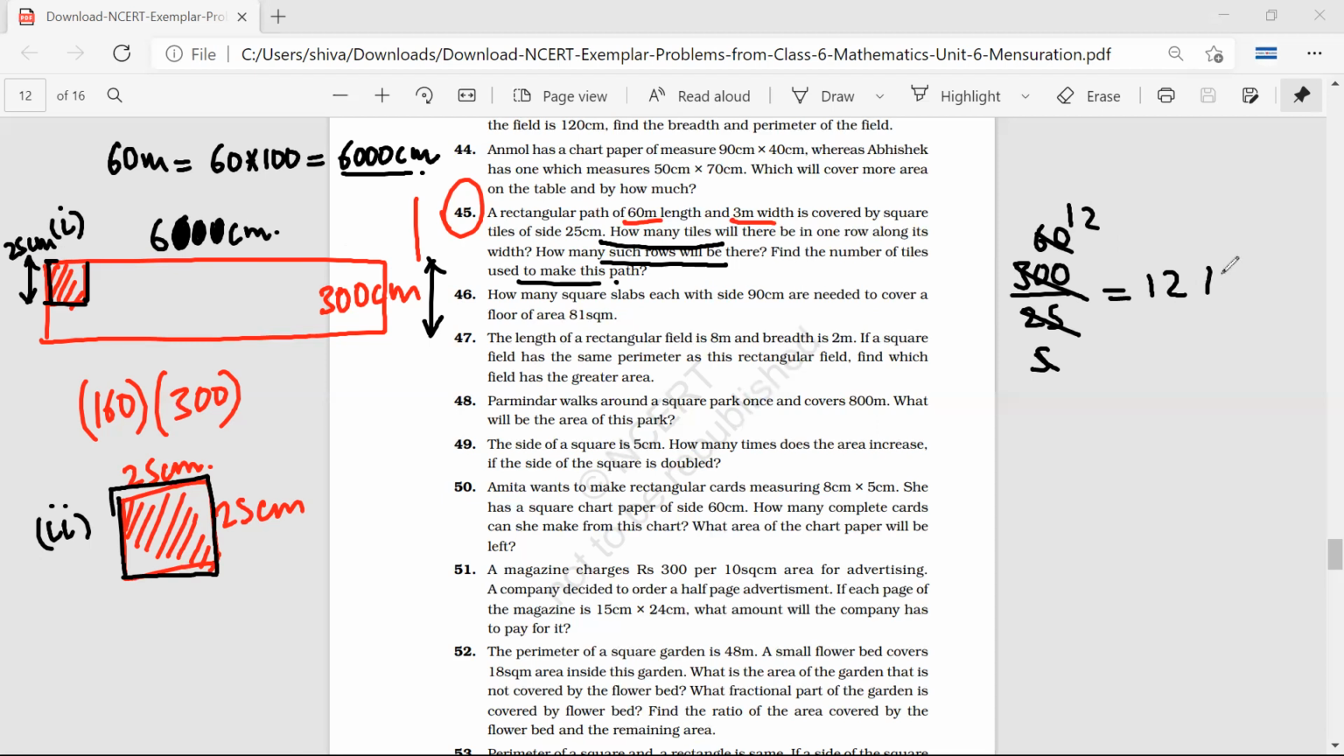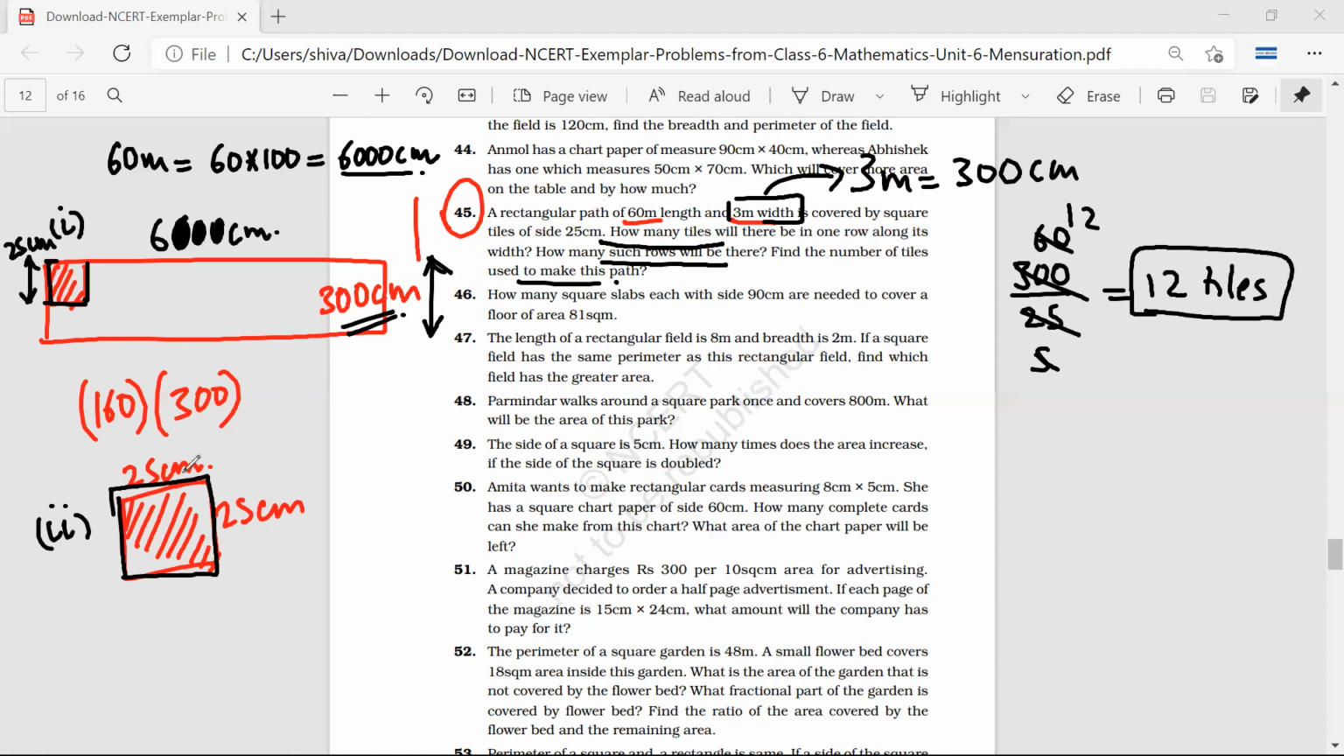Sarthak, is it okay? I still don't understand the 300. See, this is 3 meter width. So I have converted the 3 meter into 300 centimeter. Is that doubt still? I couldn't hear you for a second. The width is 3 meter. I have converted the 3 meter into 300 centimeter. Okay, have you understood or not? Yes, sir. So this width of the path is 300 centimeter.